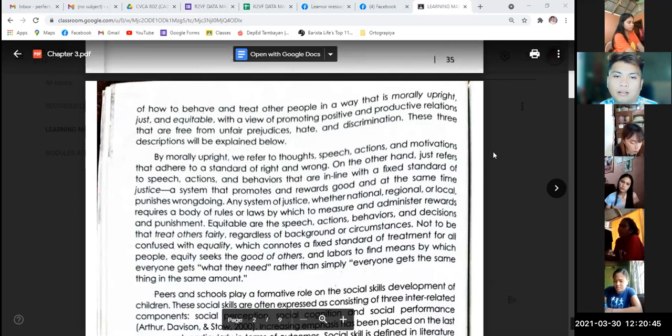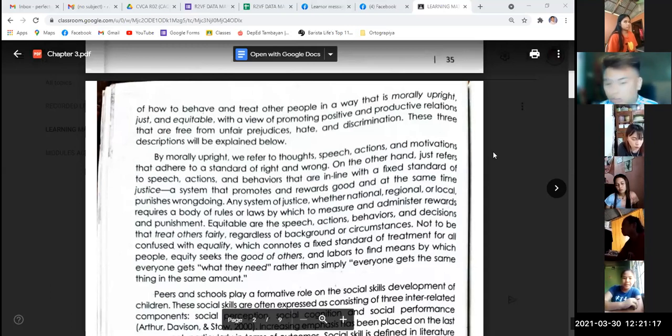Okay? For example, pagsusunog, burning of dry leaves. For example, you're in the city and then you will be burning dry leaves. According to law, according to RA 9003, it is against the law to burn dry leaves, right? Bawal magsunog, tama? In any way, bawal magsunog.